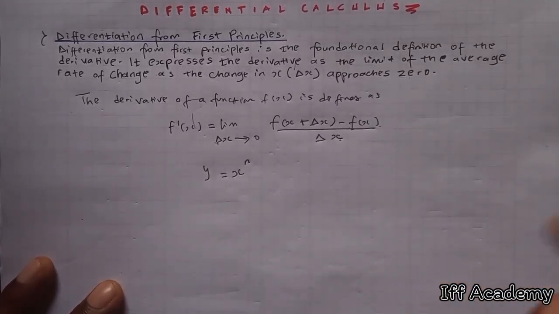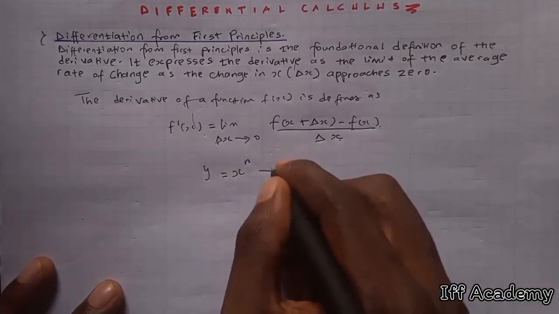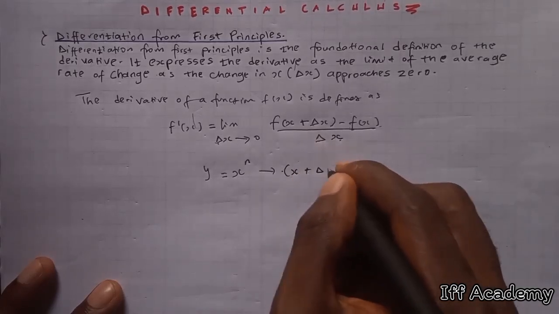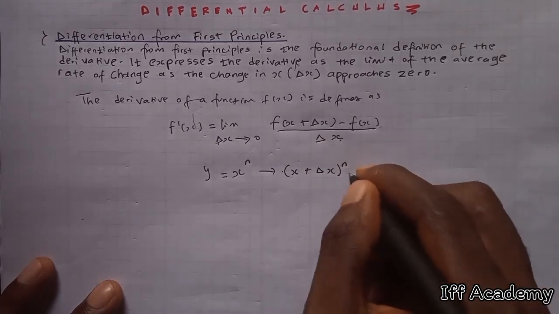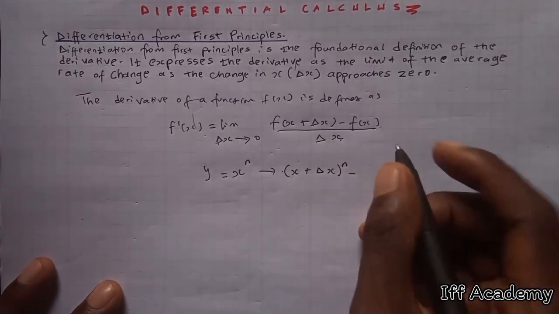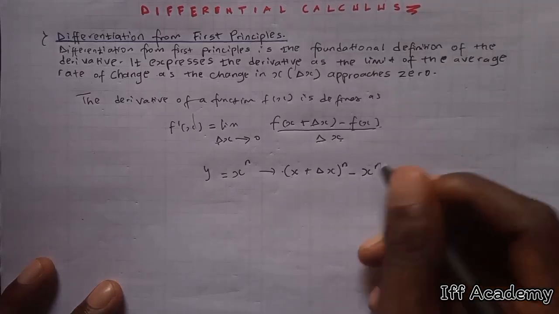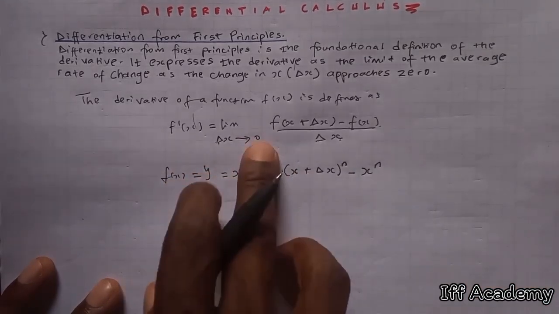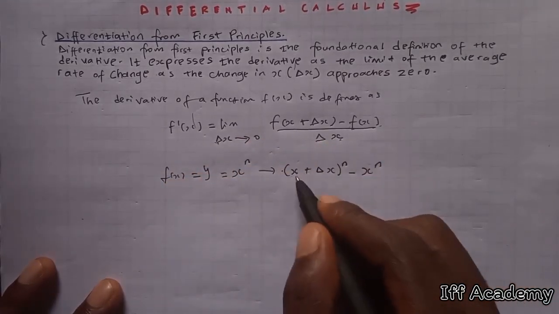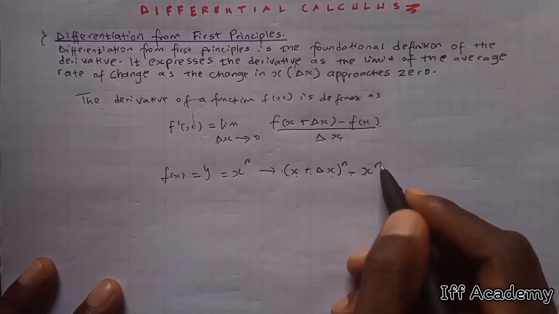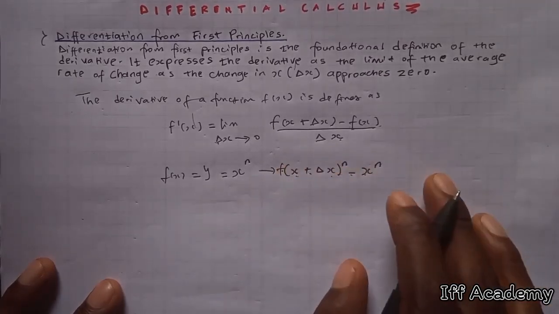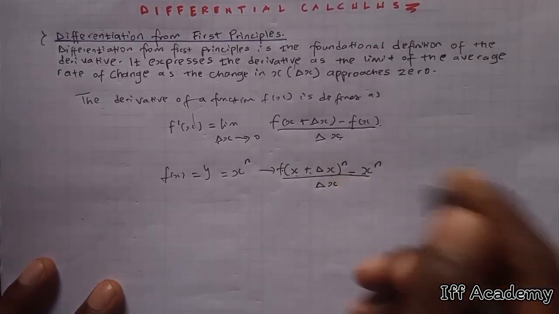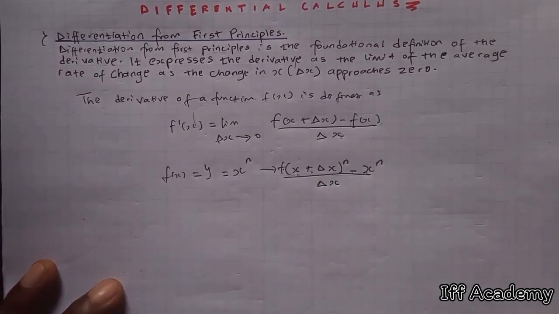We'll start with x plus change in x raised to the power n, minus x raised to the power n. So in this case, your f of x is y, and it equals x raised to the power n. So we have x plus change in x raised to the power n minus x raised to the power n, over change in x. So that's how it's going to be.